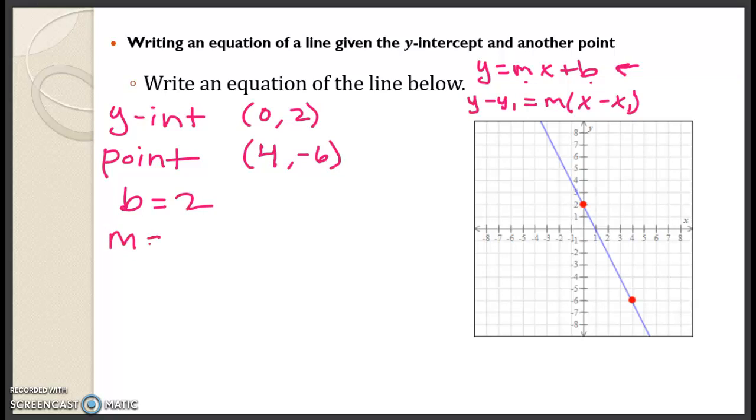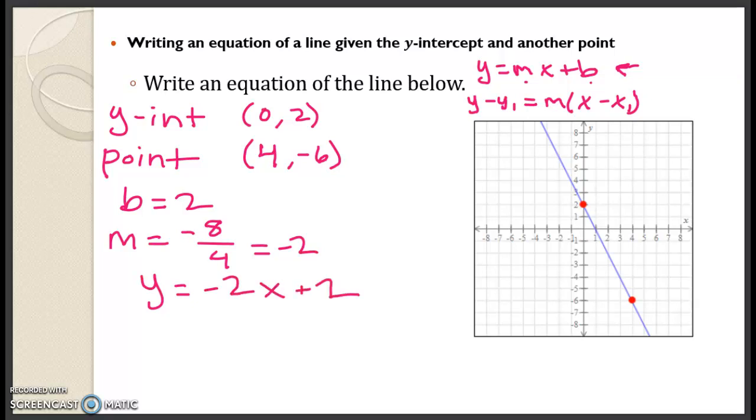And then m, we can find. We know it's a negative slope because it's going in a negative direction. We can find that by seeing what our rise is. So our rise is 1, 2, 3, 4, 5, 6, 7, 8. The change in y is 8, and that's -8, right? Because I'm going down. And then my run, or my change in x, is 1, 2, 3, 4, which equals -2. So I could just go y = -2x + 2.